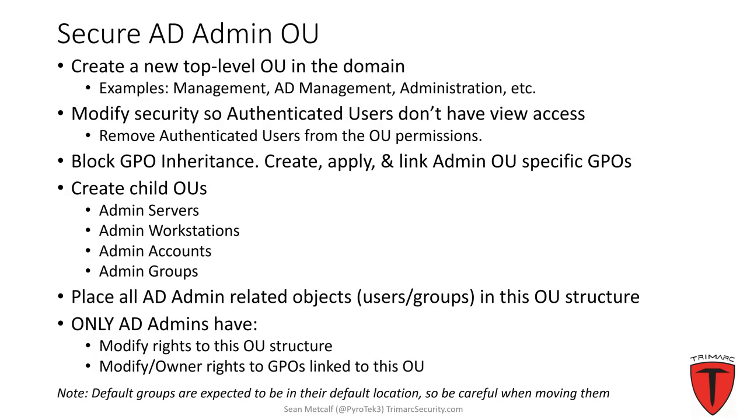One of the best ways to protect our admin accounts and admin systems is through a new secure top-level OU in the domain. We can call this management, AD management, administration, something like that. We can modify the security on this OU so that authenticated users can't view it. We can also block GPO inheritance, so none of the GPOs at the domain level apply down to this OU. And we can limit what sort of effects we would have from that.